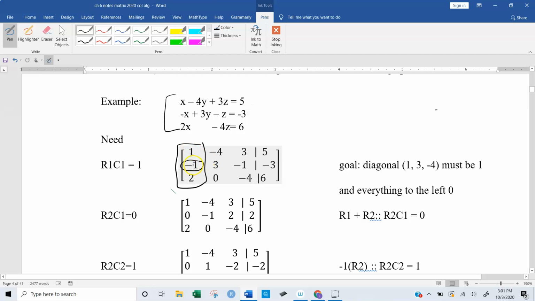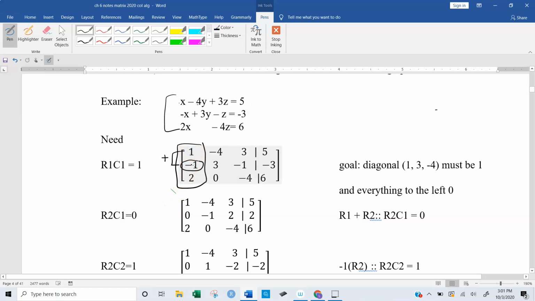Will the 1 help me get him to a 0, or will the 2 help me get him to the 0? Well, the easiest way to do that would be to take the 1 and add it to here to get this to a 0. But I can't just do one column, I have to do entire rows. So I'm going to take row 1 and add it to row 2.